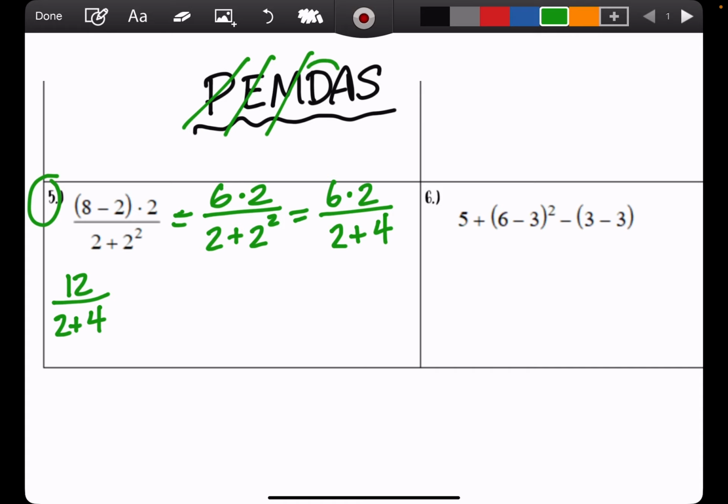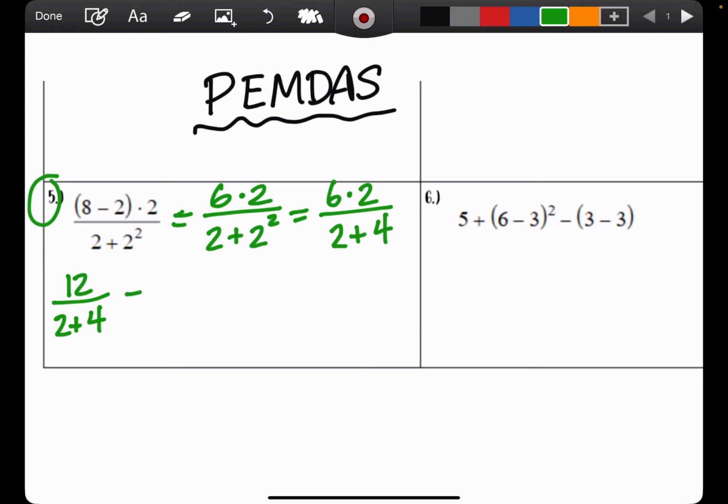I have division now. This fraction symbol tells me to divide, so it's really saying 12 divided by 2 plus 4. But this is one exception for going in this order. I'm actually going to want to add here first. I'm going to want to add the 2 plus 4 in the denominator, because when you have a big fraction like this, you want to simplify your numerator and denominator before you do any division. So that's one exception to the normal order of operations that we've been following.